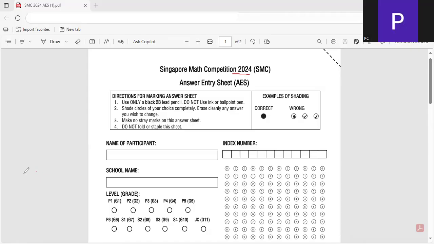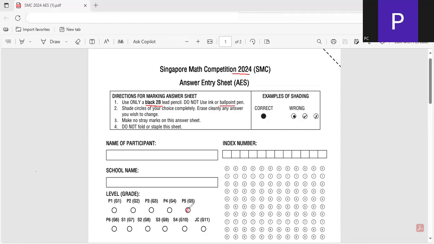You have to use only a black 2B lead pencil for writing in the sheet. Do not use any black pen or blue pen or any other pen to write on it, because in case you want to erase it, you'll not be allowed. Since the instructions are clear that you cannot use a pen, if you do that, then you might be just disqualified.